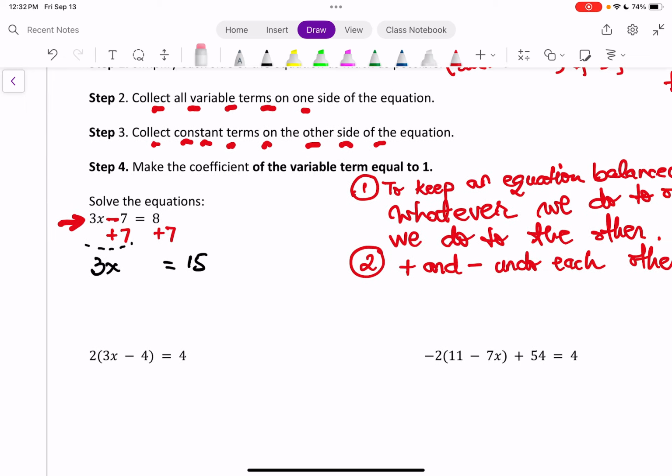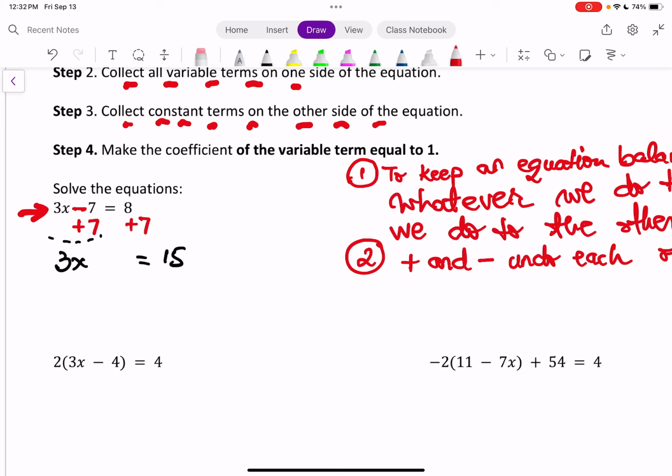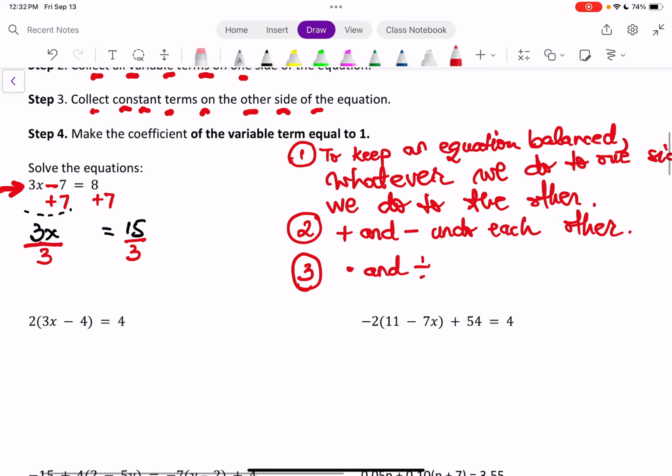So the last thing to do to detach the 3 from the x is to undo the multiplication. Between 3 and x, there's a multiplication. So therefore, we're going to undo that with a division. So also multiplication and division. If there's a multiplication you want to undo, you have to divide.